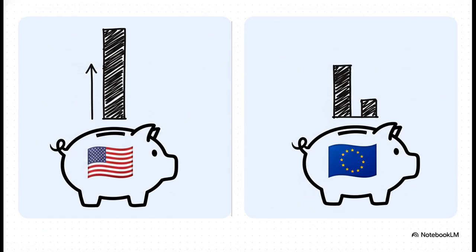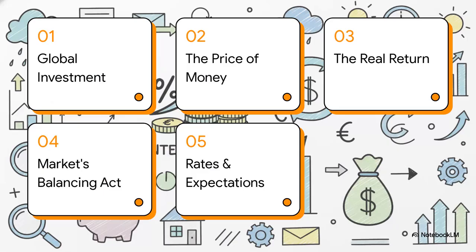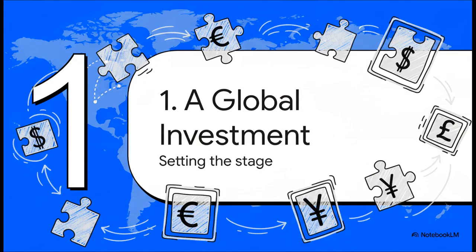But, and this is a big but, when you're investing across borders, the interest rate you see is only the first chapter of a much bigger story. To really figure out which is the smarter move, we need to kind of peel back the layers of the foreign exchange market. We're going to walk through these 5 key ideas to really get what powerful forces are at play here. Okay, first step, this is a global investment choice.